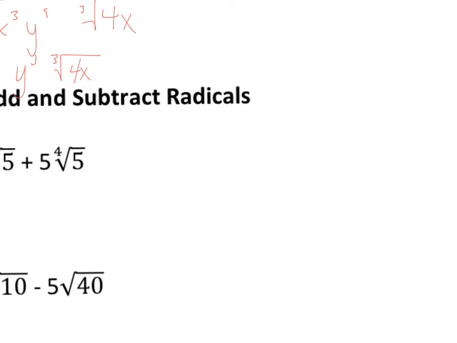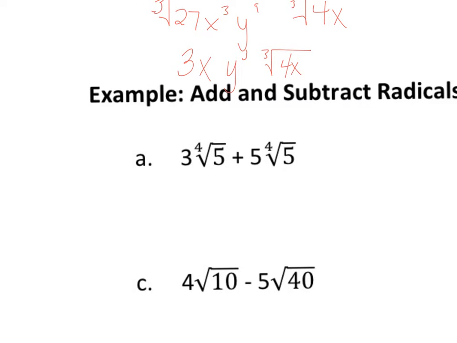All right, so this next section, adding, subtracting radicals. I'm not going to do all of these, but I will show you a little bit about it. You have to have the same radical in order to add them. So notice that these both have the fourth root of 5, and so we can add 3 plus 5, which is 8, and then the fourth root of 5 gets stuck behind.